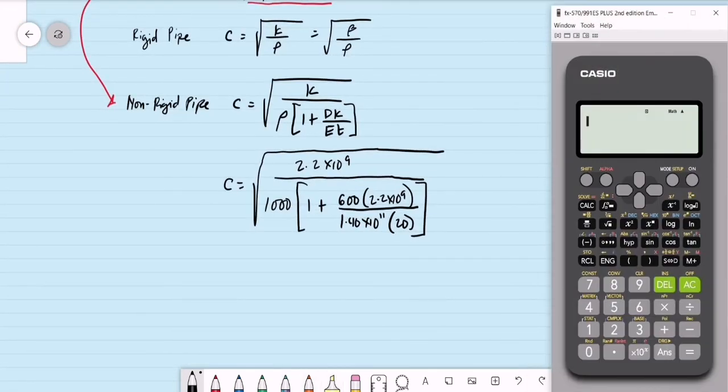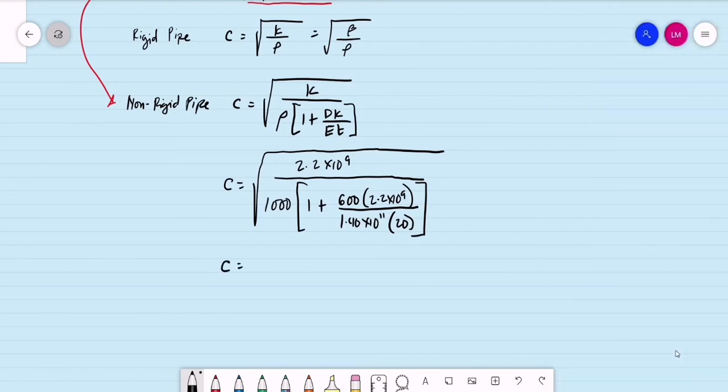So, computing for the celerity, this is the square root of 2.2 times 10 raised to 9, divided by density ng liquid, so tubig yan, 1,000, multiplied by 1 plus, the pipe diameter is 600, the bulk modulus is 2.2 times 10 raised to 9, divided by the modulus of elasticity ng pipe, 1.4 times 10 raised to 11, multiplied by the thickness of the pipe, 20 mm. So computing for the celerity, that is equal to 1,222.76.